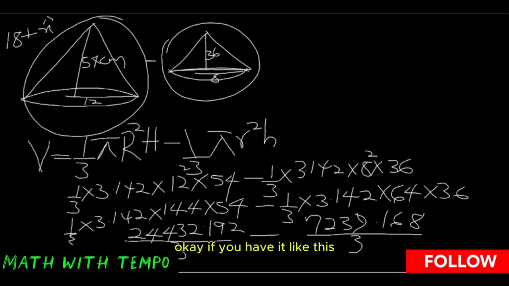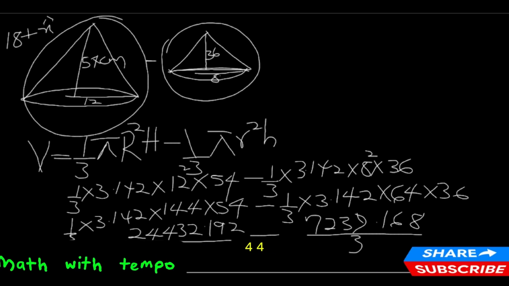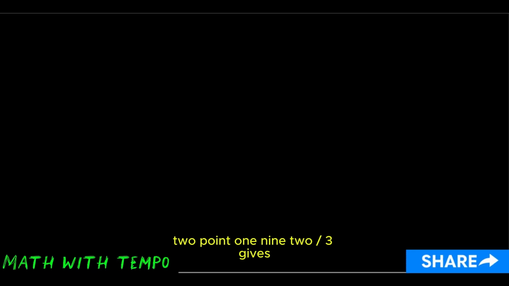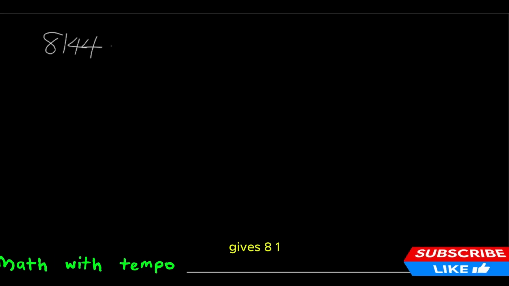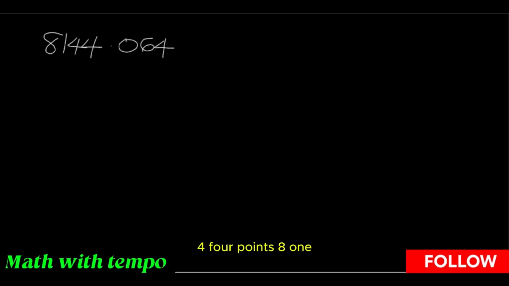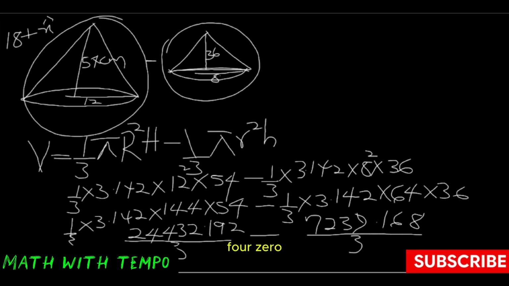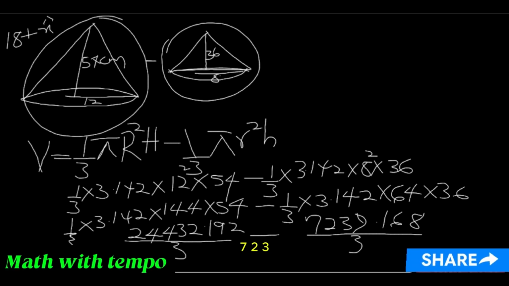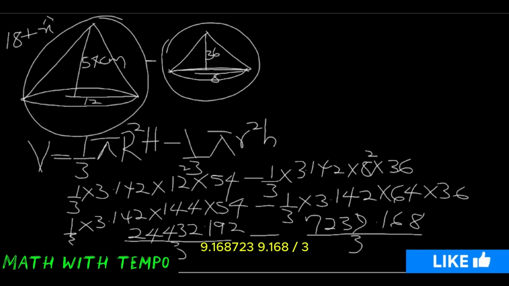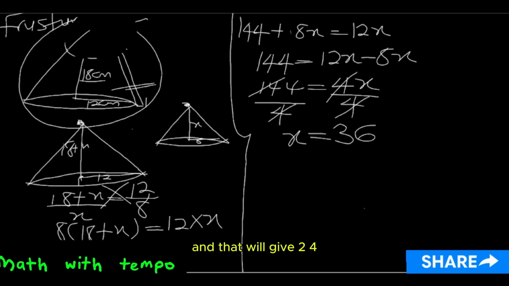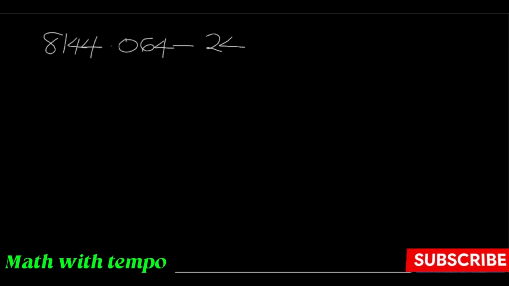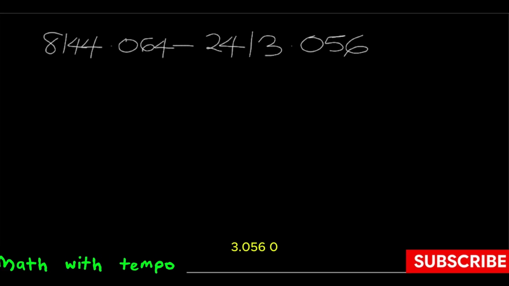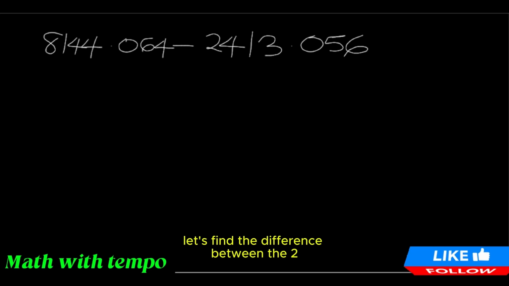7239.168 divided by 3. Okay, if we have it like this, the first one, 24432.192 divided by 3 gives 8144.064, minus the second one, 7239.168 divided by 3, and that will give 2413.056. Okay, let's find the difference between the two.